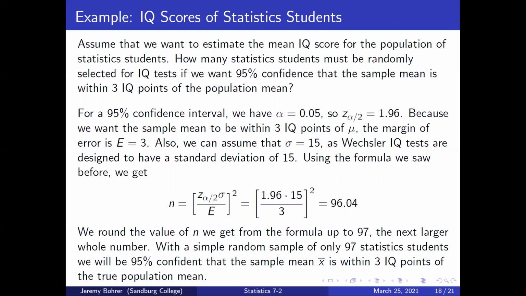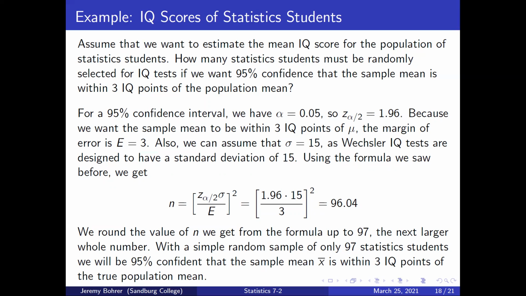Assume that we want to estimate the mean IQ score for the population of statistics students. How many statistics students must be randomly selected for IQ tests if we want 95% confidence that the sample mean is within 3 IQ points of the population mean? For a 95% confidence interval, we have alpha equals 0.05. So z sub alpha over 2 equals 1.96. Because we want the sample mean to be within 3 IQ points of mu, the margin of error is E equals 3. Also, we can assume that sigma equals 15, as Wechsler IQ tests are designed to have a standard deviation of 15.